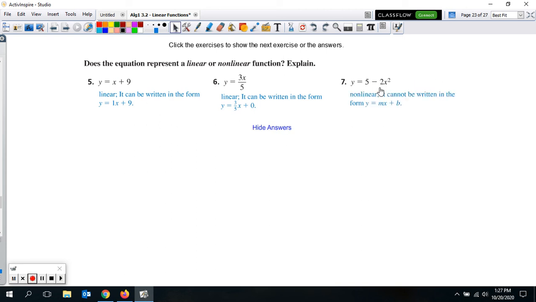That's okay. Number 7 should be non-linear though, because you look at the x, it's being squared. So that's something fancy happening to x. So that's non-linear there. It's not in that y equals mx plus b format.